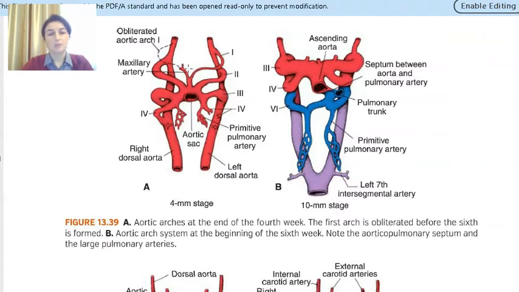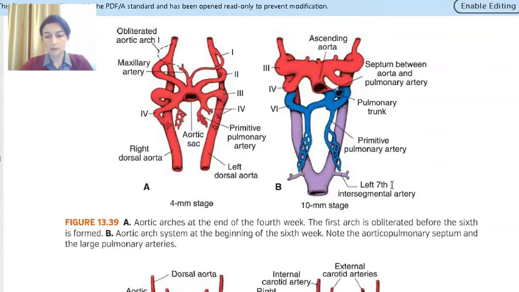We have to mention that these aortic arches develop inside of the pharyngeal arches, and we know that the mesenchyme for the pharyngeal arches develops from the neural crest cells. That's why the endothelial cells and all of the components of the vascular wall, smooth muscle cells and connective tissue elements, take their origin from the neural crest cells.